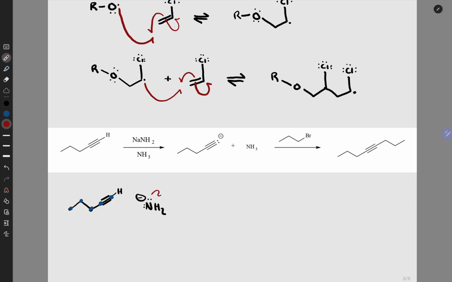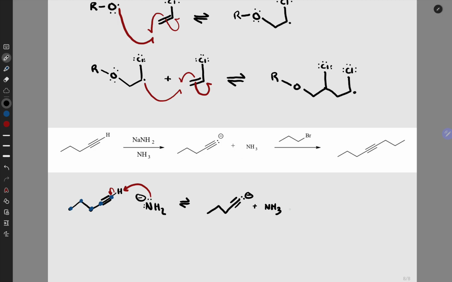So, looking at that, this NH2 needs another proton. It's going to grab this, pull off the proton, and throw the electrons back onto this blue carbon right there, forming our second step here, plus NH3. Now we see we're forming our first product.